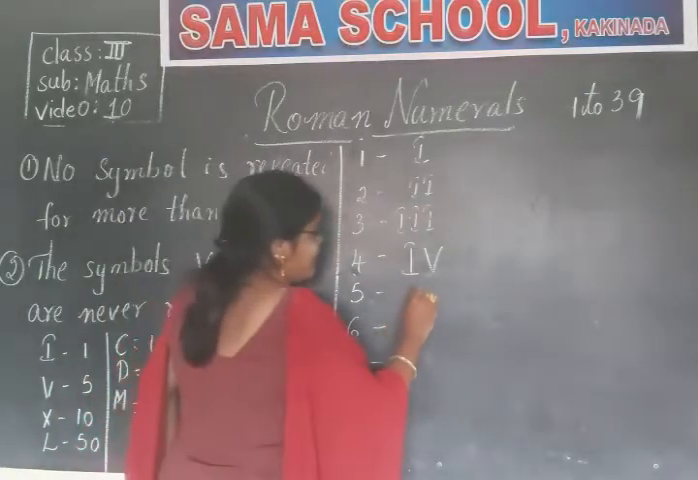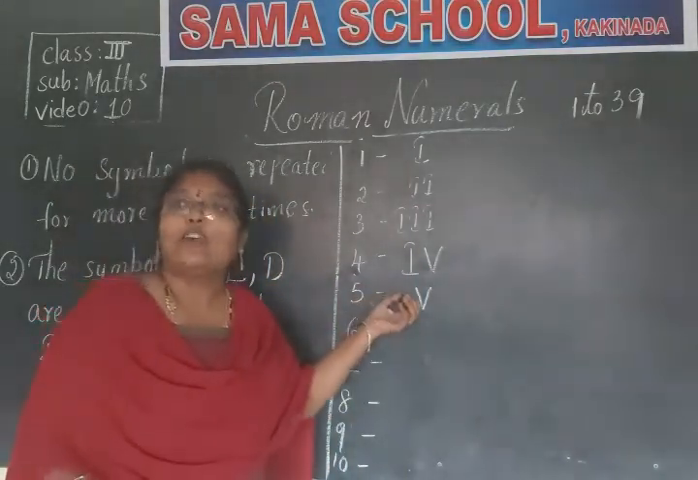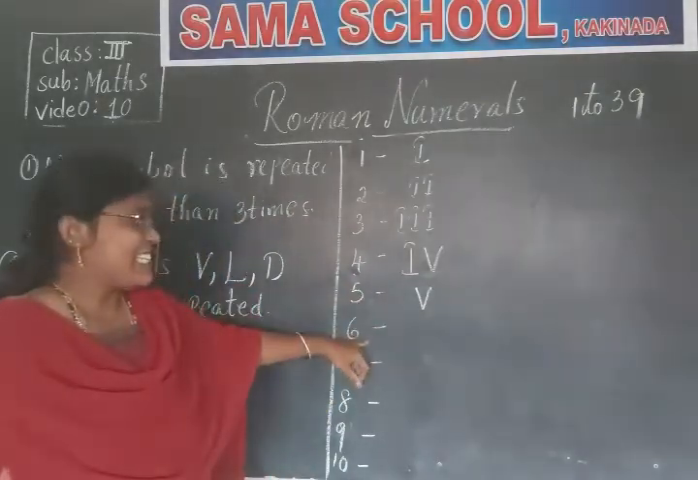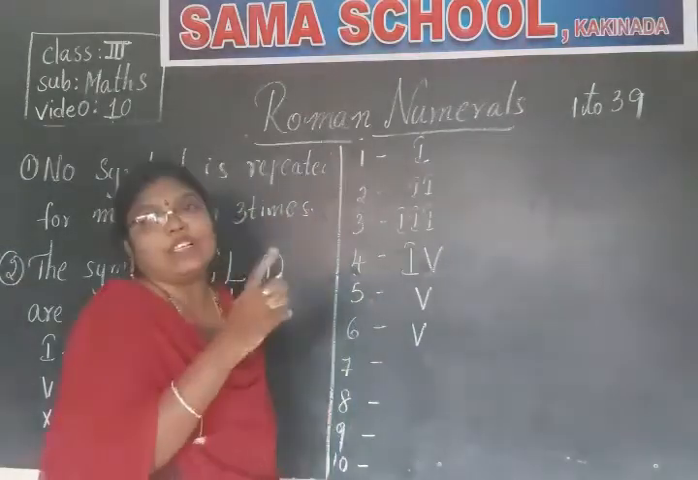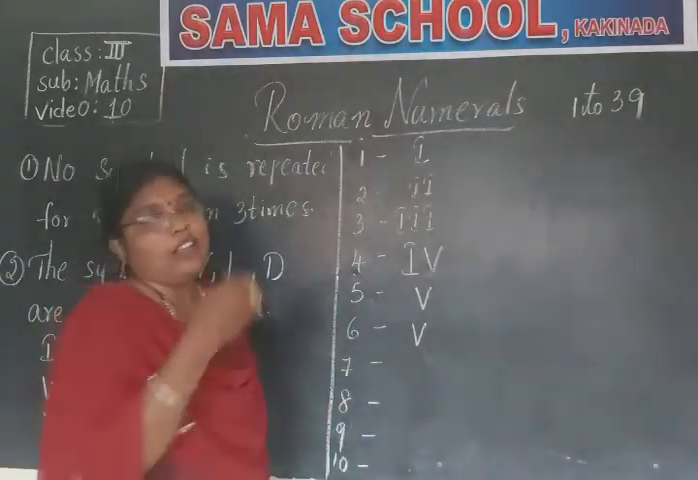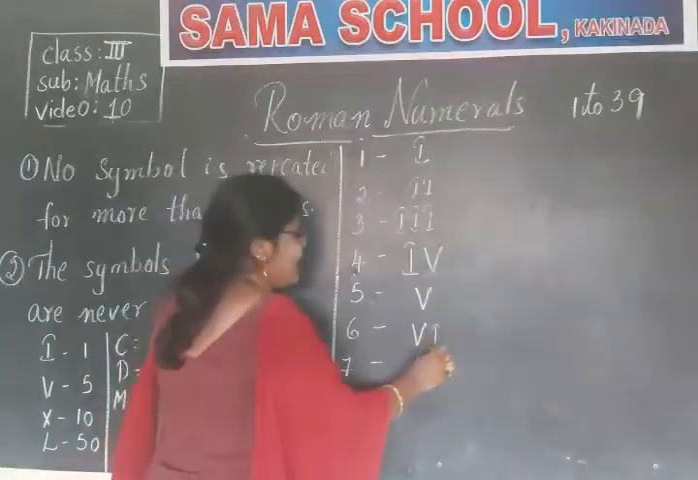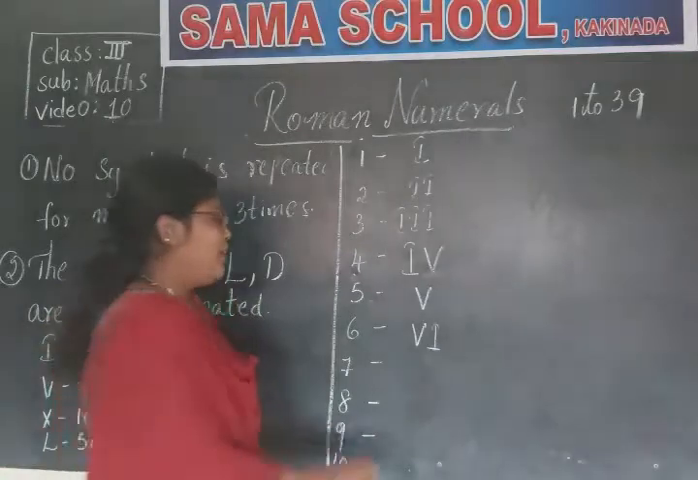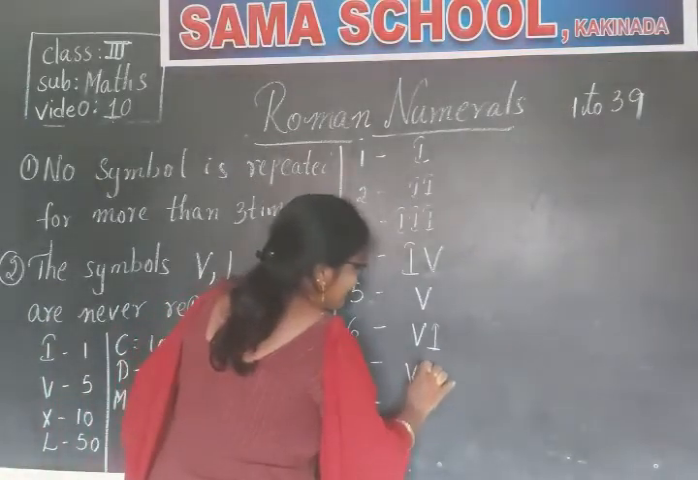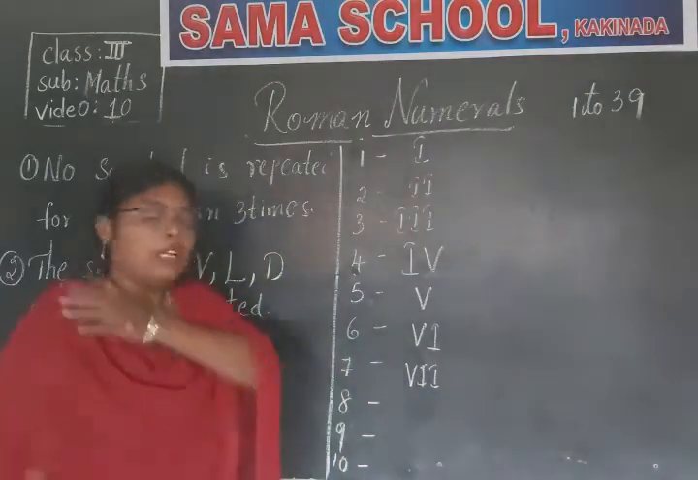Anyways, we have one symbol for 5, that is V. Now 6. 6 means 5 plus 1. So which side do you have to write? Right hand side. V, I. That is 6. And 7, V, double I. 5 plus 2.